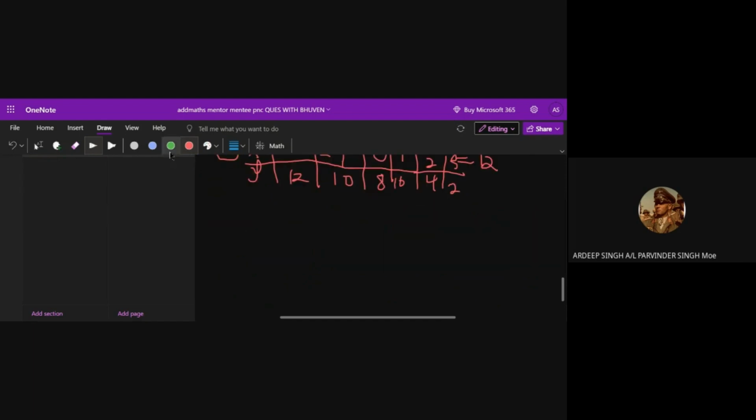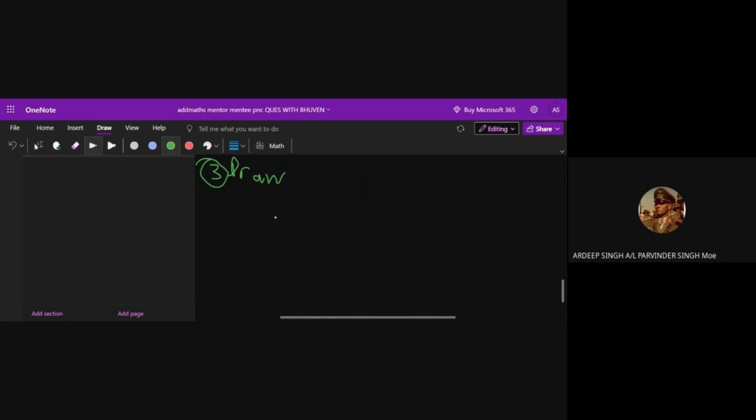So now the next step is to draw. The third step is to draw. How to draw? Sometimes in the question they will ask for a scale, but now I don't want to talk about the scale yet because I want to show you the basic first. So here you have to make your graph. You must put your y-axis here and then your x-axis here.